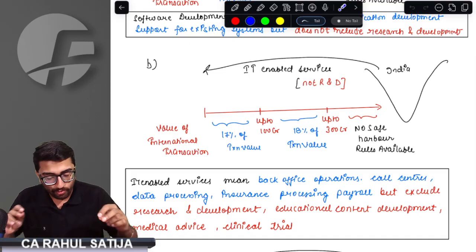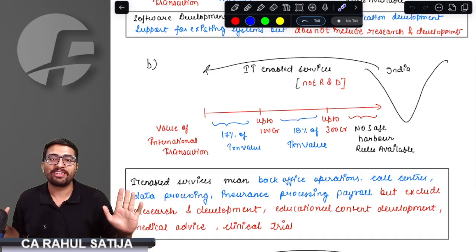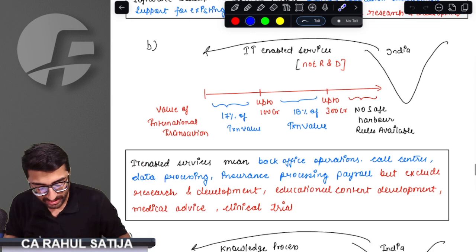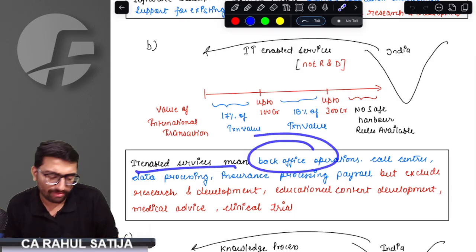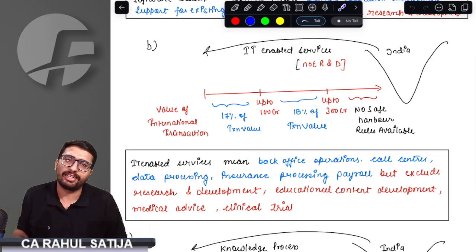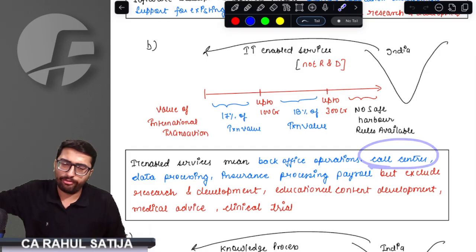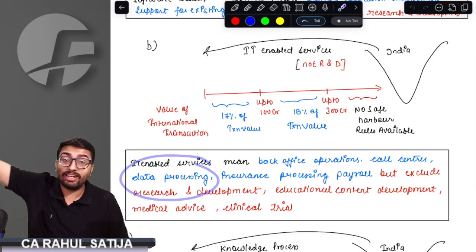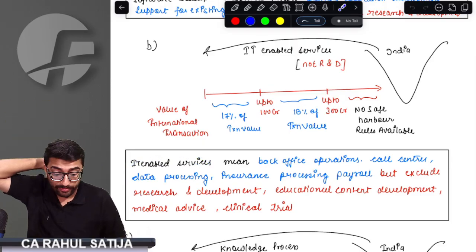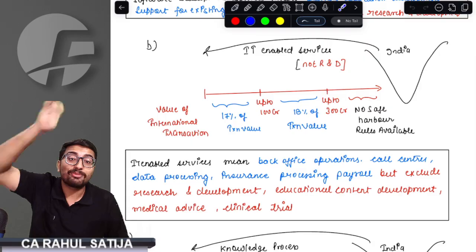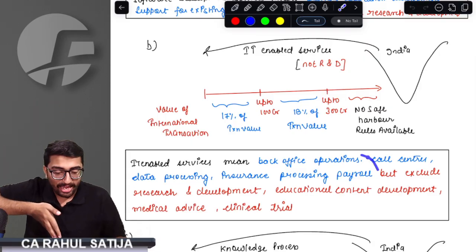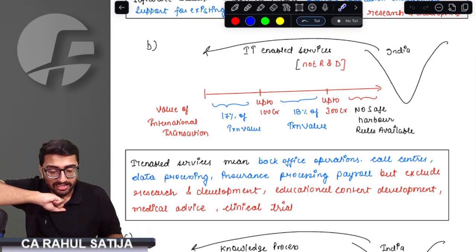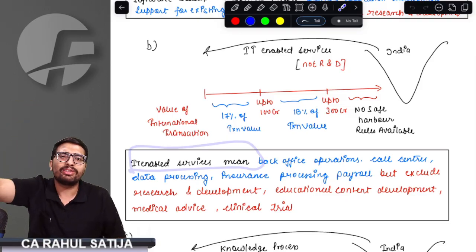Now, the only point here is, what is IT enabled services? You told us software development, sir. You tell that also. See, IT enabled services are back-end offices, back-end operations. Call centers, if any foreign associate has a call center in India. If any foreign associate has a data processing center or insurance processing in India, or if the Indian entity is providing payroll services, these are IT enabled services based on information technology.